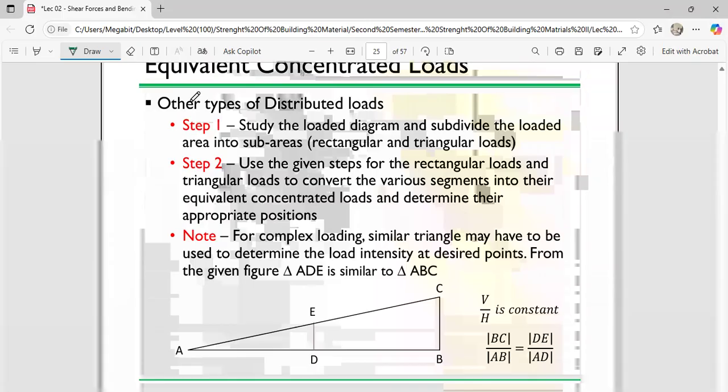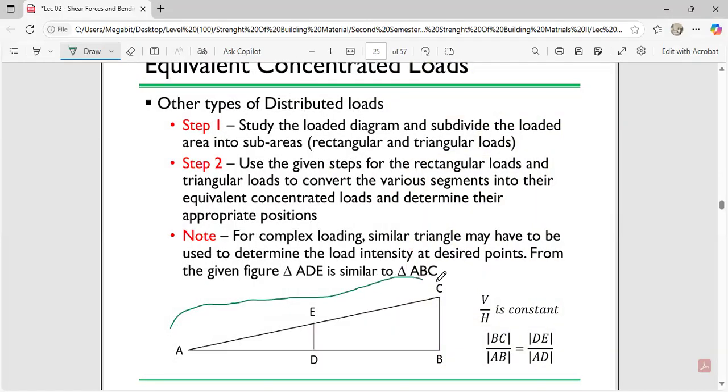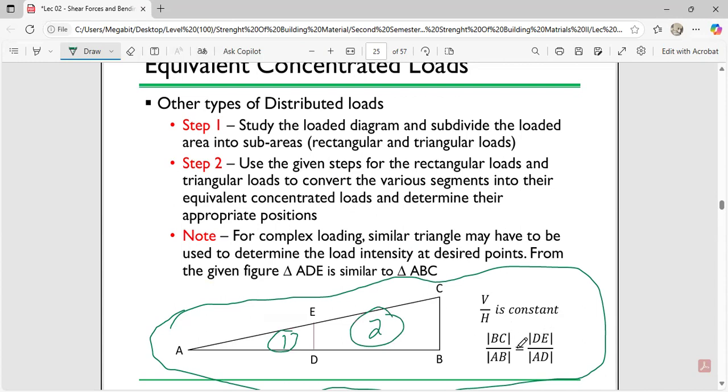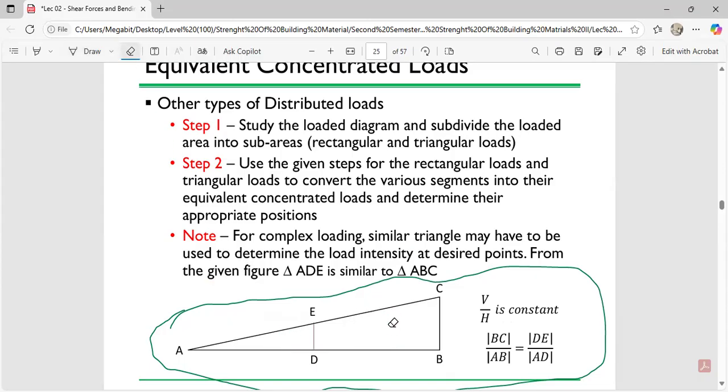For other types of distributed load, you can see that this is a complex structure, as I told you earlier in the previous slides. Hence you have to divide this into two sections. This could be section 1, and this could be section 2. So you take them part by part and solve for it. Other than that, you are going to face challenges. You can't calculate all this together like that.